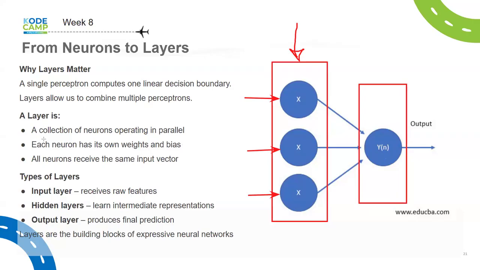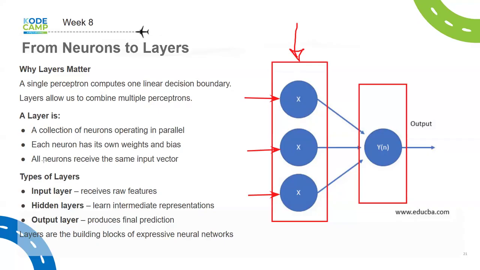So a layer is a collection of neurons operating in parallel. In other words, the computations are done in parallel. They are not interdependent. Again, that gives us the benefit of more efficient, faster computation from a pragmatic computer engineering standpoint. Each neuron has its own weight and bias. So those are the parameters that we talk about.